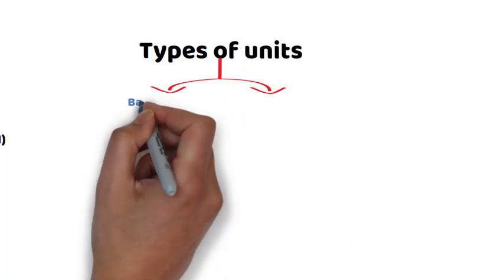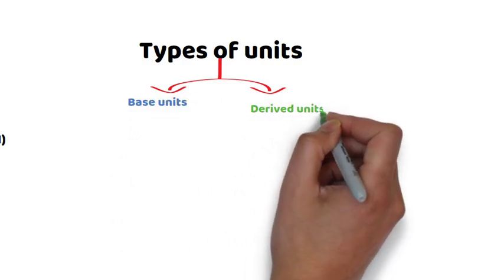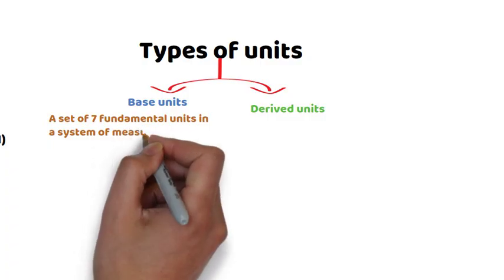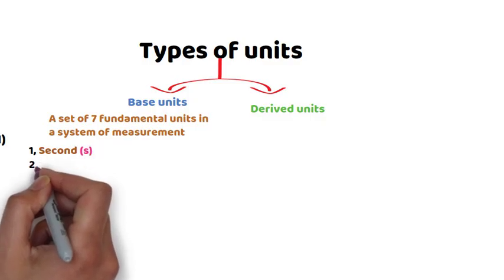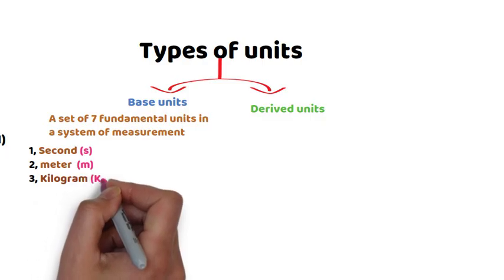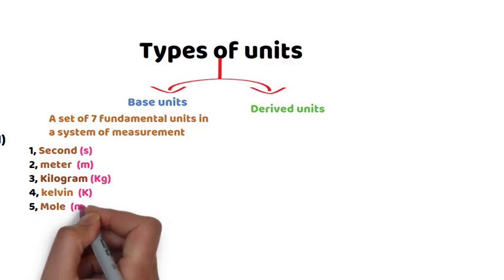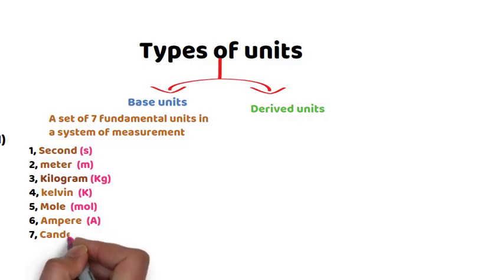Types of units. We have two types of units, just like the physical quantities. We have base units and derived units. When we look at base units, we have a set of 7 fundamental units in a system of measurement. 1, second, s; 2, meter, m; 3, kilogram, kg; 4, Kelvin, K; 5, mole, mol; 6, ampere, A; 7, candela, cd.